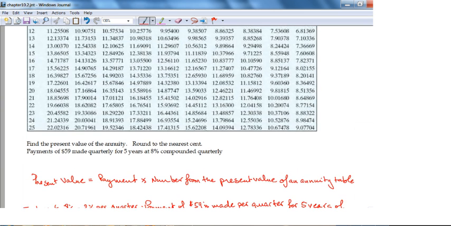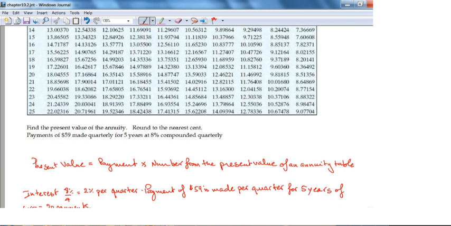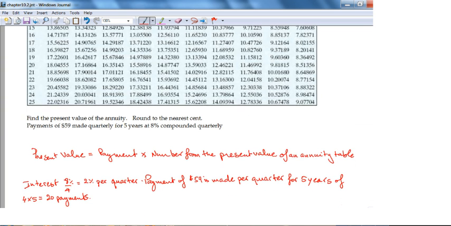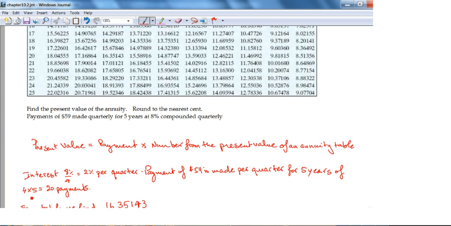Okay, so the interest is 8%. Since it's compounded quarterly, I divide it by 4 times a year. 8% divided by 4, we get 2% per quarter. So the payment of $59 is made per quarter for 5 years, or how many payments, or how many periods, is 5 times 4. We have 20 payments. 5 times 4: for 5 years, 4 for every year, is 20 payments.